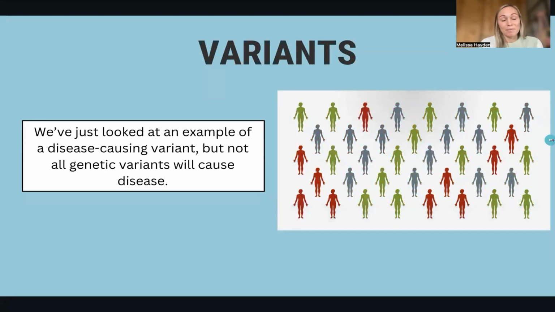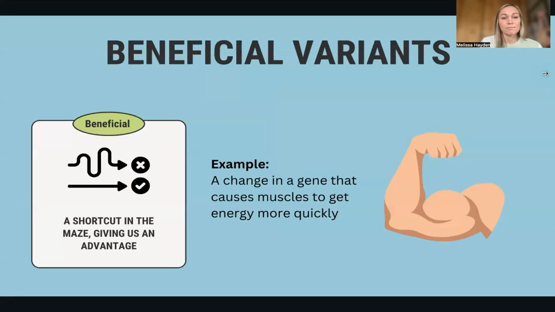Like different paths in a maze, genetic variations can lead to various traits and health outcomes. While some can strengthen us, others can make us more vulnerable. We just looked at an example of a disease-causing variant, but not all genetic variants will cause disease. Some genetic variations can be beneficial, like a shortcut that helps us run faster or resist illnesses. For example, certain variations might make our immune system stronger, giving us an advantage against infections. These positive variations are like finding a special route in the maze that leads to better health or unique talents.